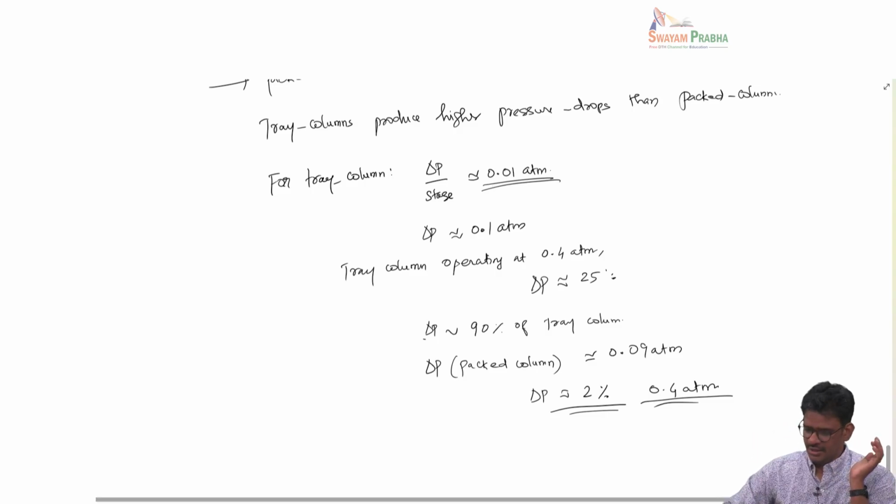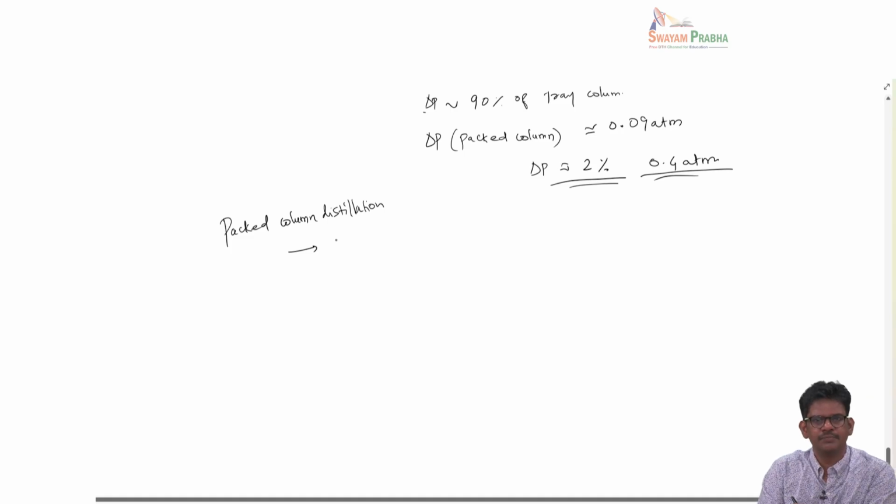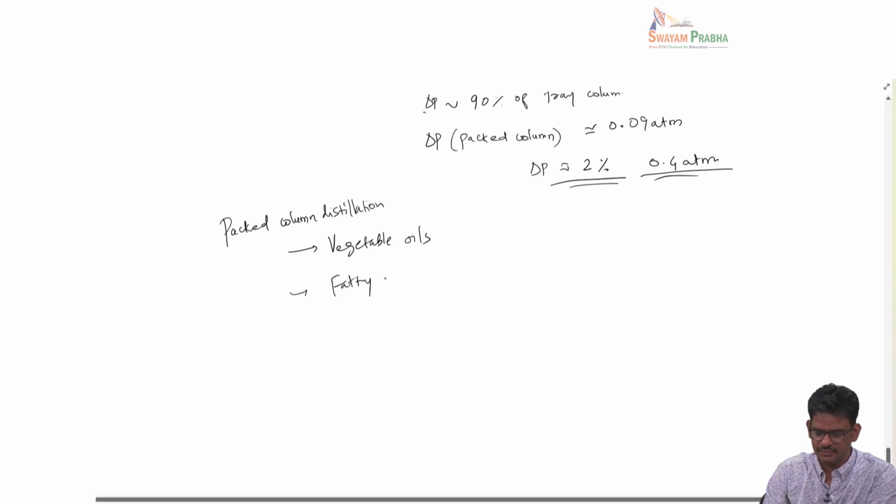Okay, and if you look at literature, you see that packed column distillation is often used in products like vegetable oils, fatty acids, and perfumes. Perfumes are nothing but fragrant esters. So with this, let us talk about the design principle of packed column.